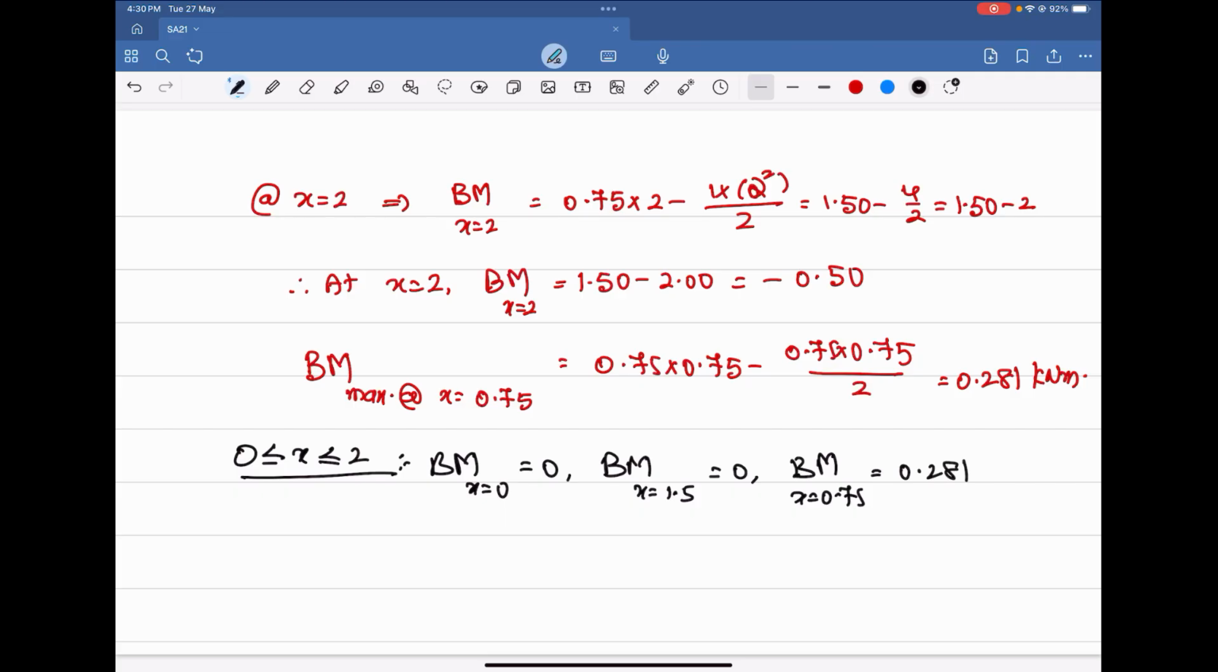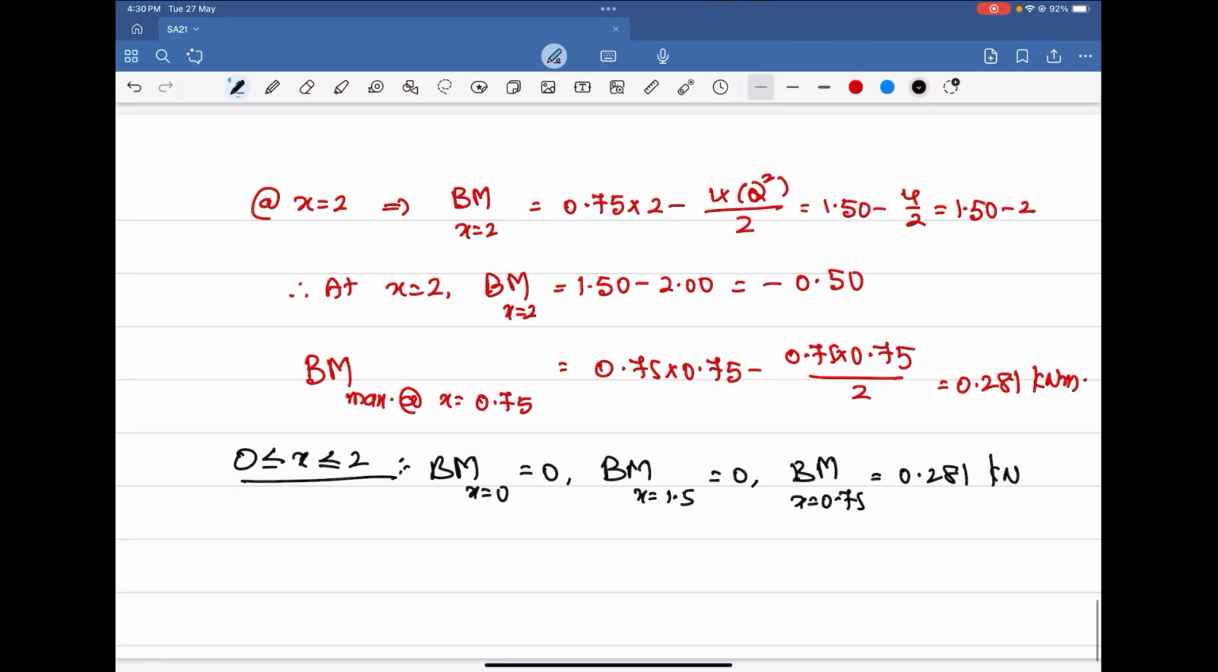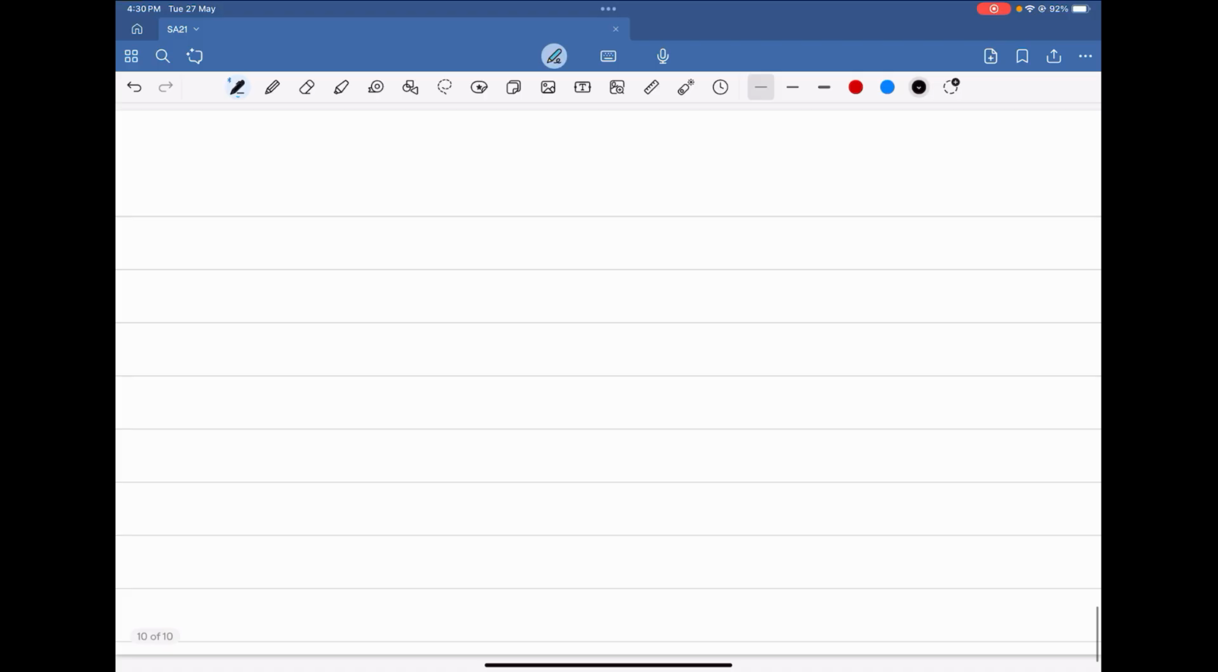0.281 kilonewton meter. And bending moment at x is equal to 2 is equal to minus 0.5. This is for the first portion. Let us draw the bending moment diagram for the first part.